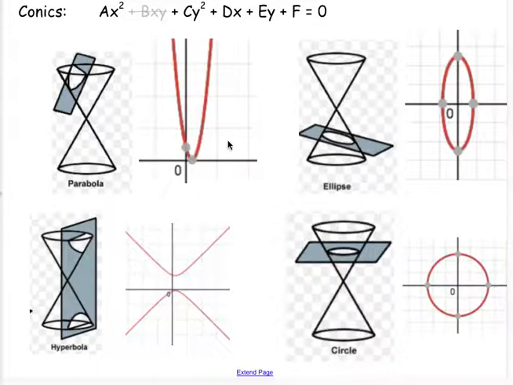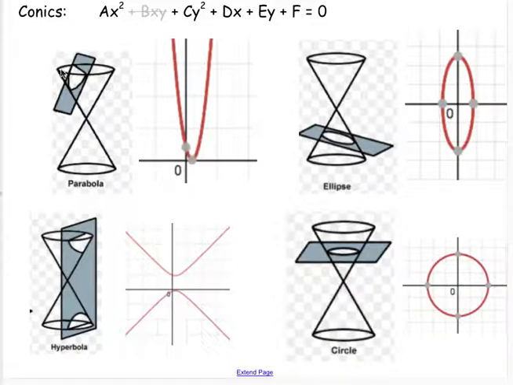For this course, we're only going to deal with the x squared quadratic term and the y squared quadratic term. The xy term, because it's x to the first and y to the first, is also a second degree term, but we're not going to worry about that right now. You'll have plenty of time to worry about it in the future.